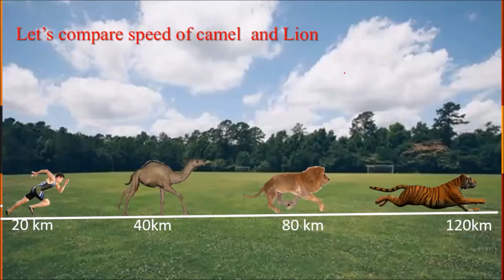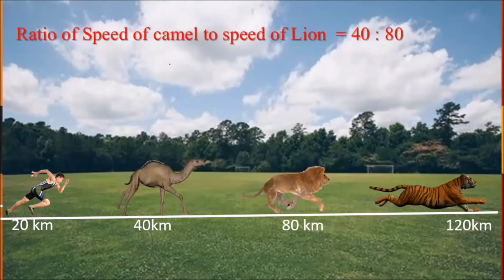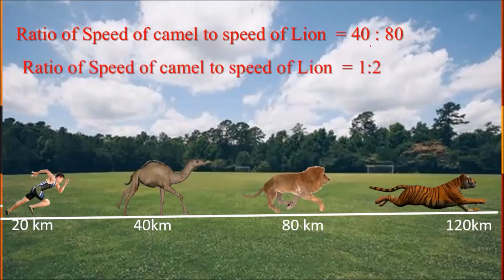Let us compare the speed of camel and lion. Camel is 40 and lion is 80. So the ratio of speed of camel to speed of lion is 40 to 80. Now you can make it in lowest terms. So it will be how much? It will be 1:2. I can cancel 40 one time and here 40 two times.